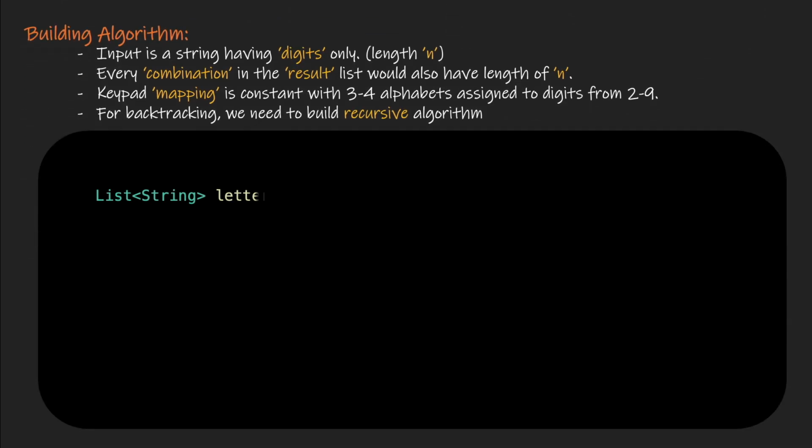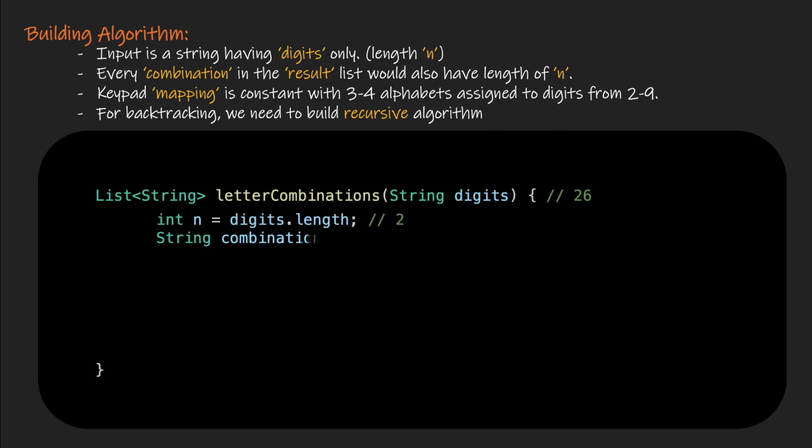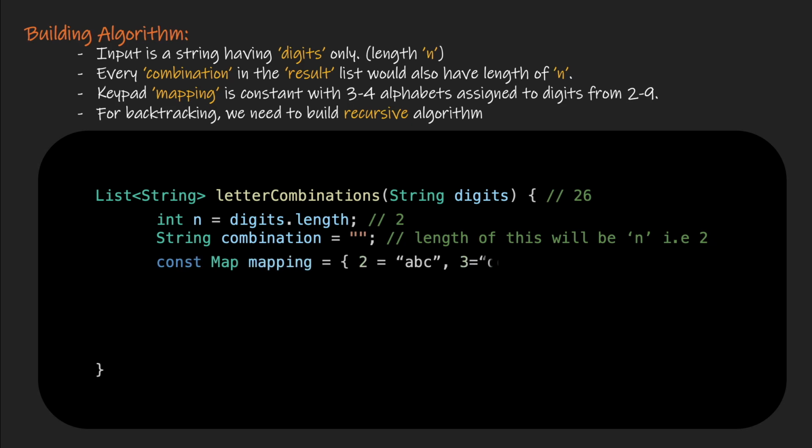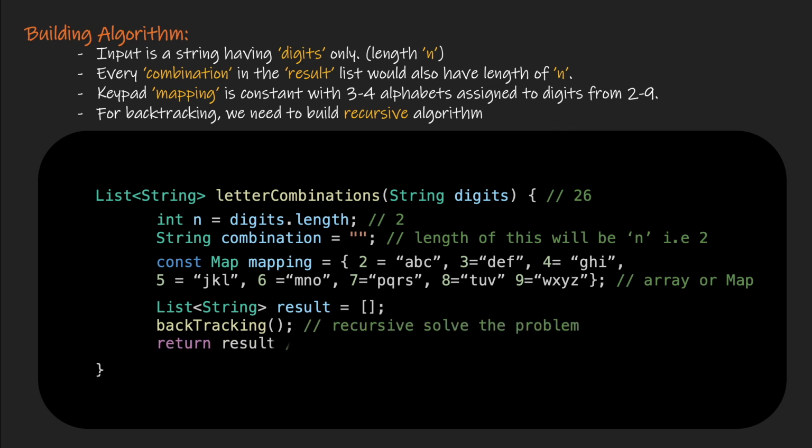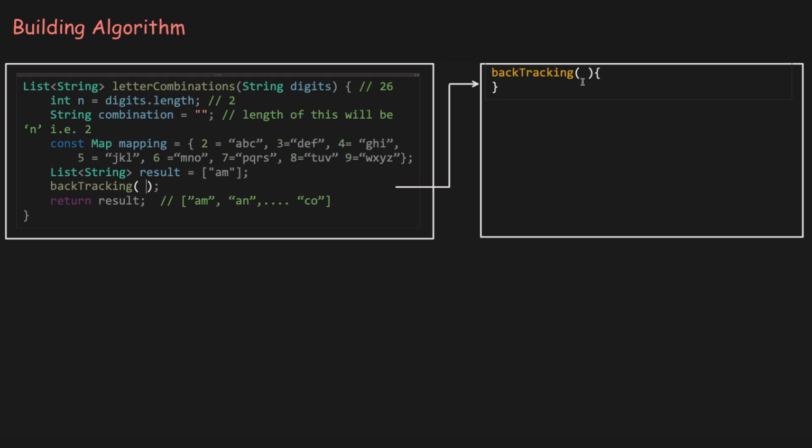So our input function would look something like this. We can start by defining n, which would be the length of the digits, and the string combination that will store each combination once we find them. Next, we can define the constant map we were talking about, and it will have all the mapping between the numbers and the letters. Now we can define the result list and the backtracking function, which will be called recursively. We'll see how it will work, but for now we'll just declare it and return result.